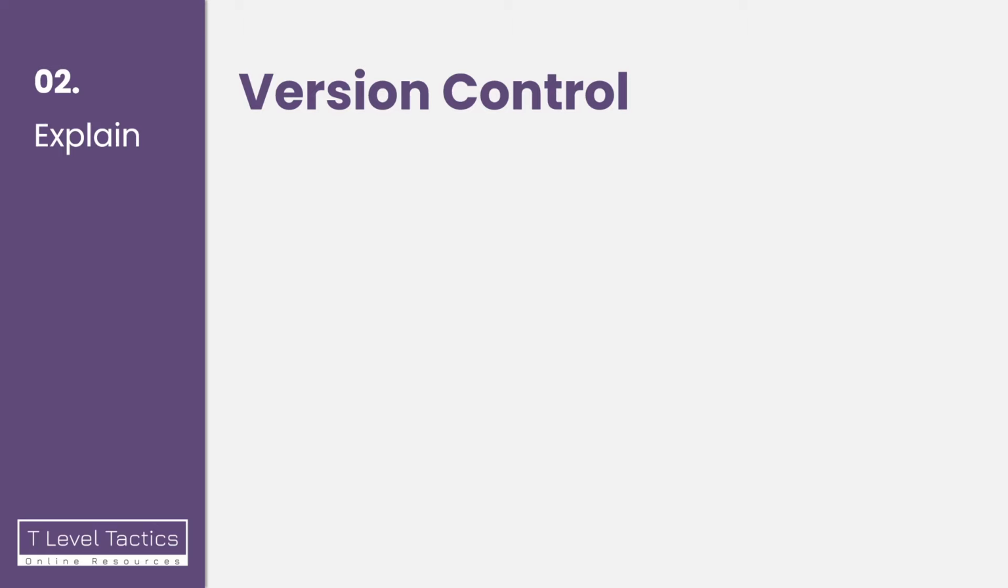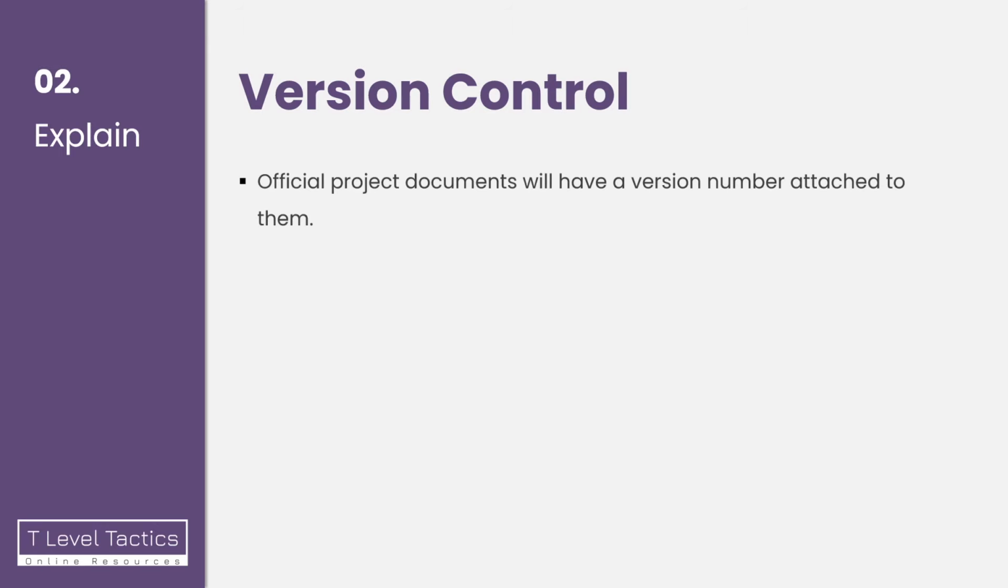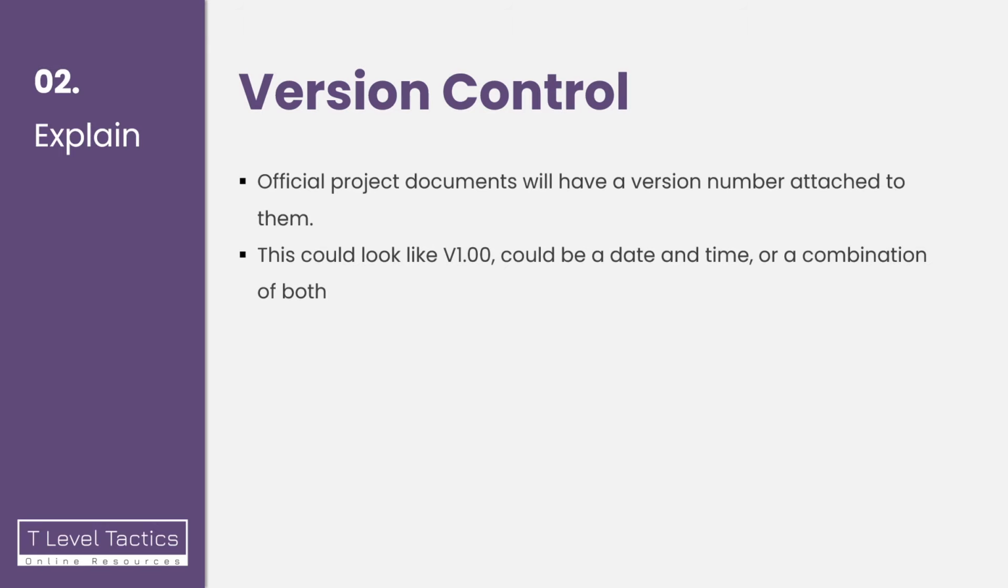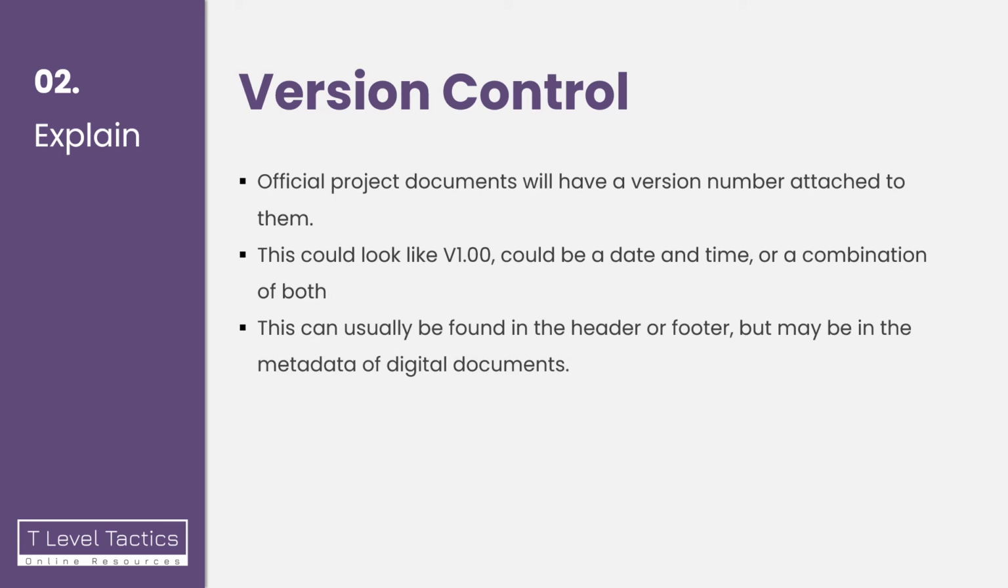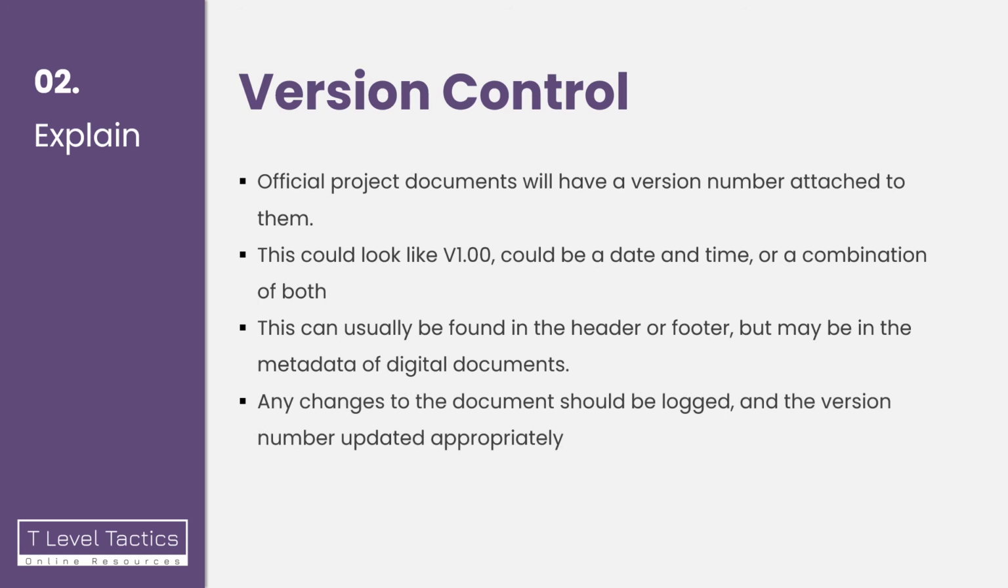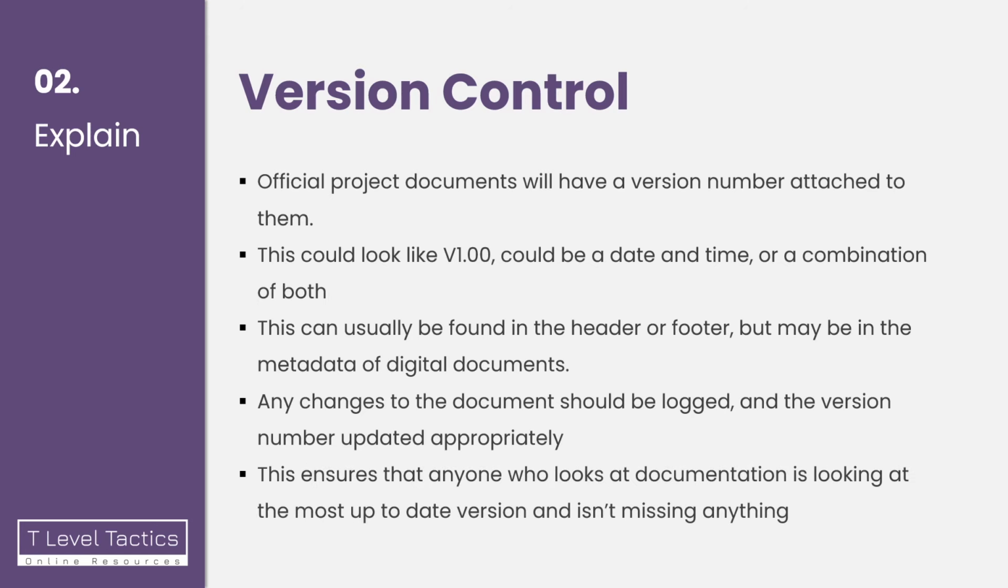Official project documents will have a version number attached to them. This could look like V1.00, it could be a date or time, or a combination of both. And it's usually found in the header or footer of a document, but it may also be in the metadata of digital documents. Any time a document is changed, it should be logged and the version number updated appropriately. And this makes sure that anybody who looks at the documentation is looking at the most up-to-date version and isn't missing anything.